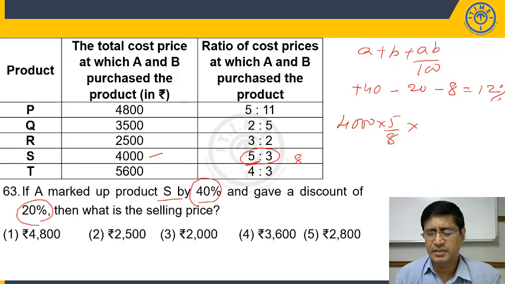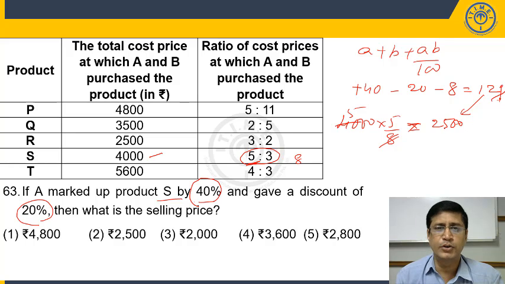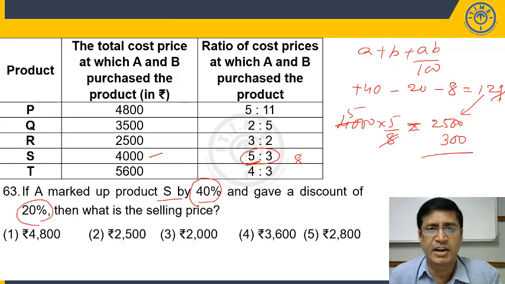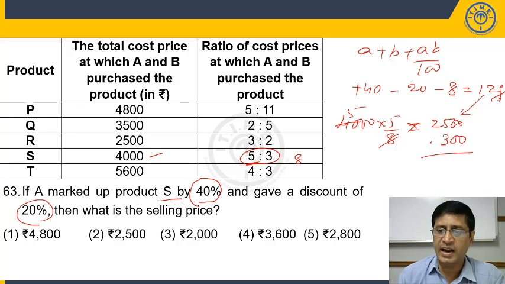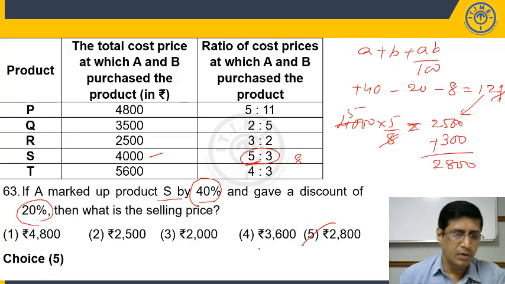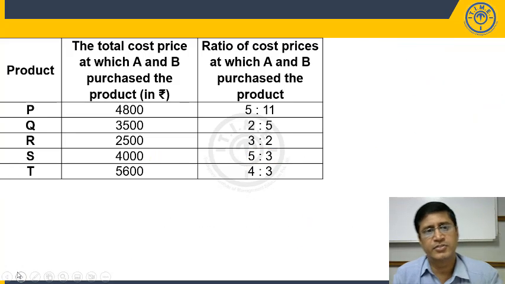Now the value of 8 parts goes 5 times, that is 2,500. On this 2,500, we take 12%. The zeros get cancelled, so 12 into 25 is 300. When you add 300 to 2,500, it becomes 2,800. So what is the right choice? The right choice is option number 5. The fifth choice is the right answer.